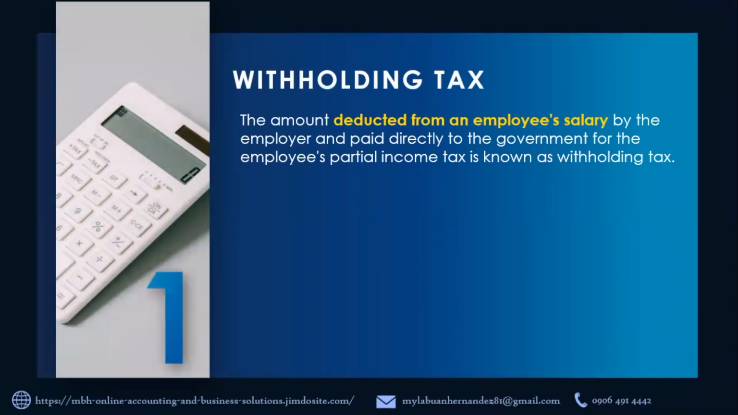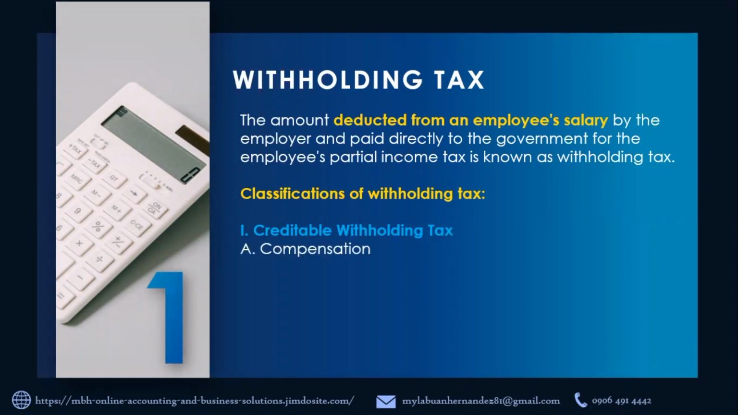The amount deducted from an employee's salary by the employer and paid directly to the government for the employee's partial income tax is known as withholding tax. There are two classifications of withholding tax. First is creditable withholding tax, which includes compensation, expanded, and withholding tax on government money payments or GMP for value-added taxes and percentage taxes. Compensation is the tax withheld from income payments to individuals arising from an employer-employee relationship.